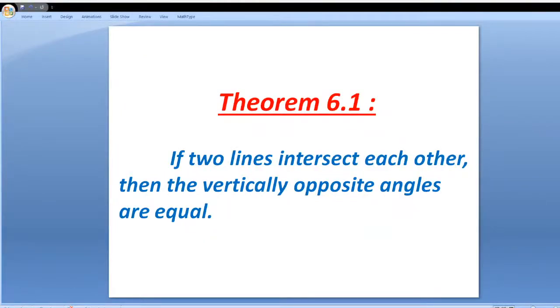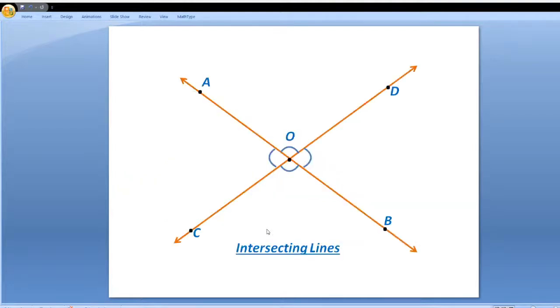So yesterday we discussed theorem number 6. Let me quickly repeat it. If two lines intersect each other, then the vertically opposite angles are equal. So these are the two lines AB and CD intersecting each other at the point O.